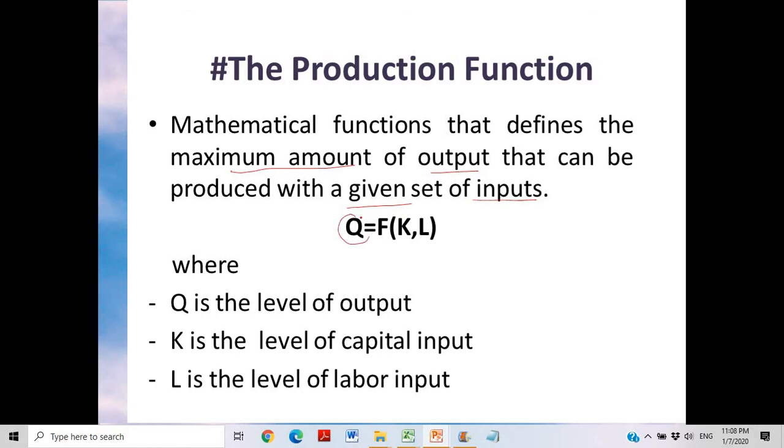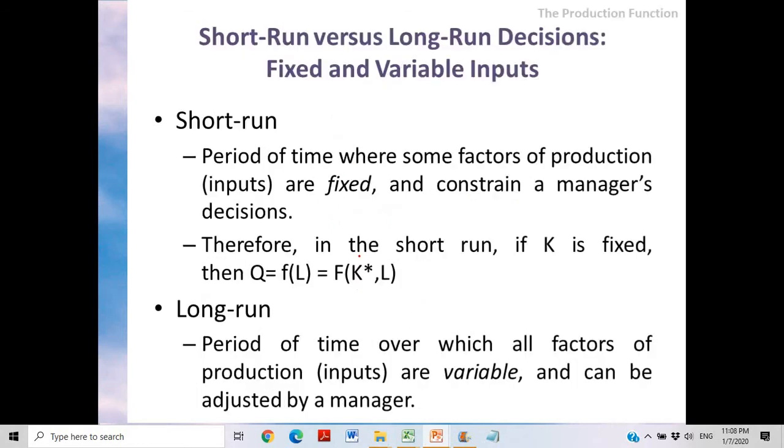This Q refers to the level of output, or the total production. K is capital and L is labor. So capital and labor are the two types of input here. This will determine how much we can produce. Another thing is we have to differentiate between what we mean by short run and long run.